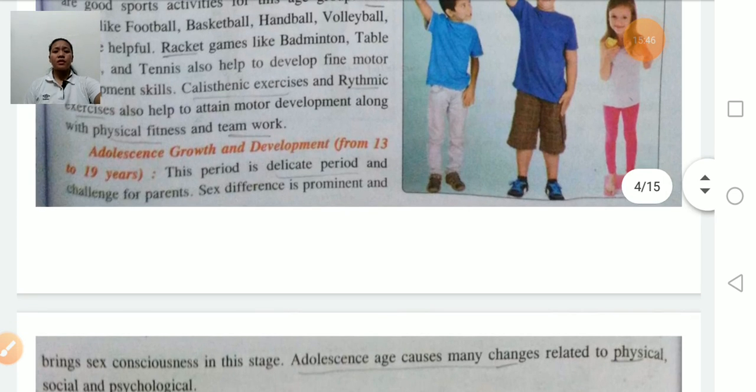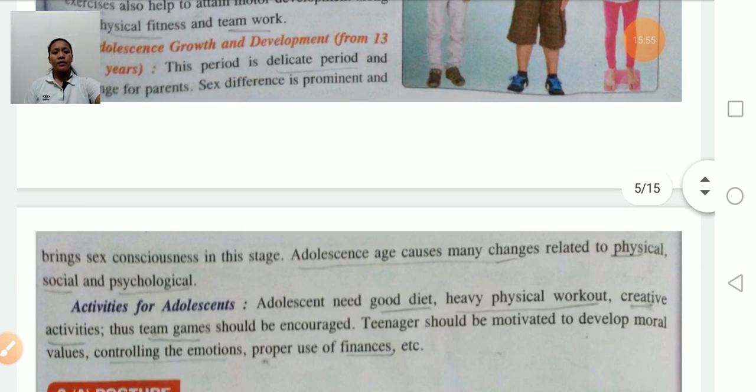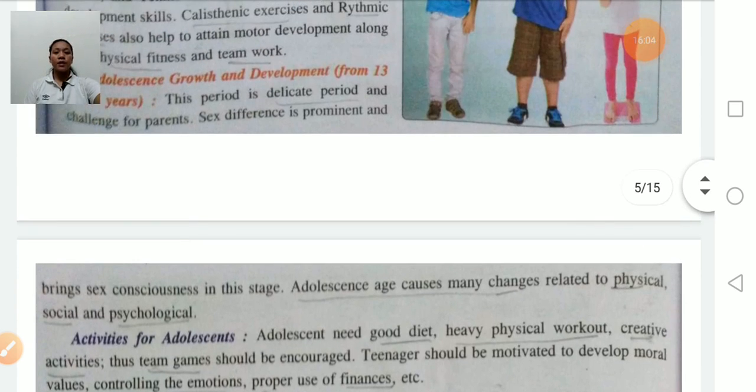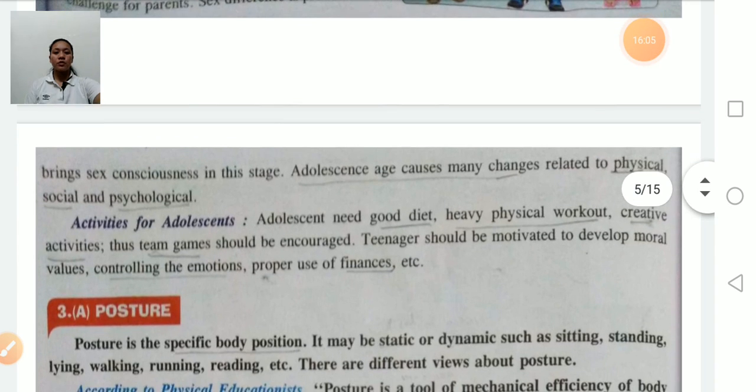This period is very delicate and challenging for the parents, as the sex difference is prominent and teenagers become sex conscious at this age. Adolescence causes many changes related to physical, social and psychological aspects. Therefore, the parents should pay proper attention to their child. What type of activity should they do?